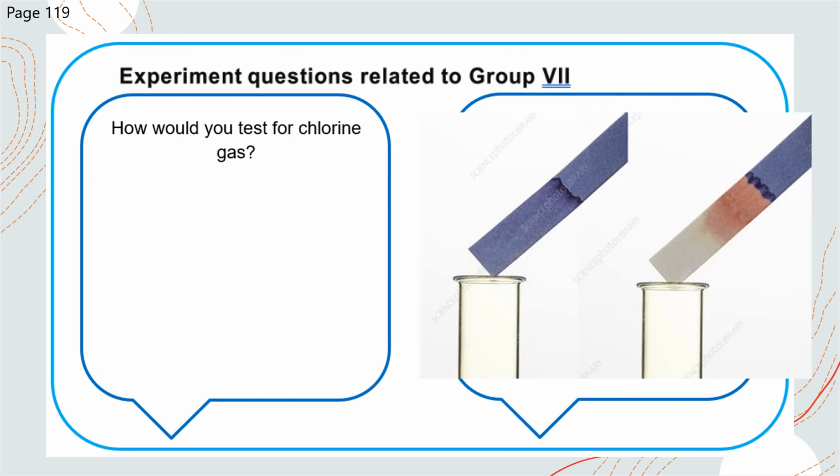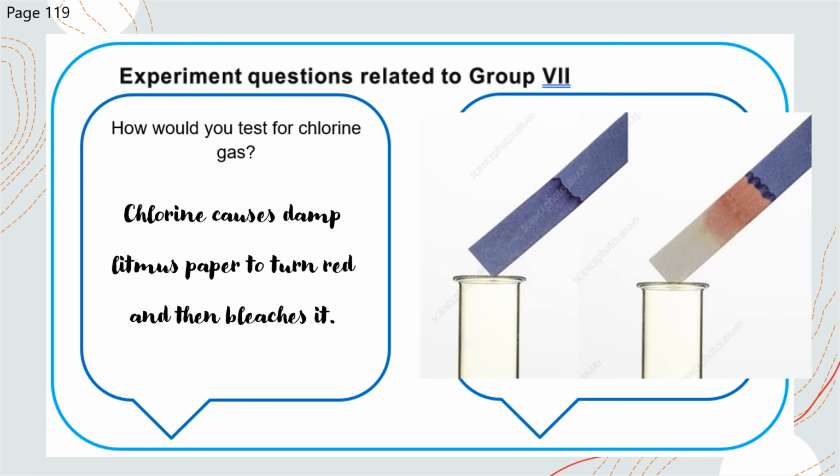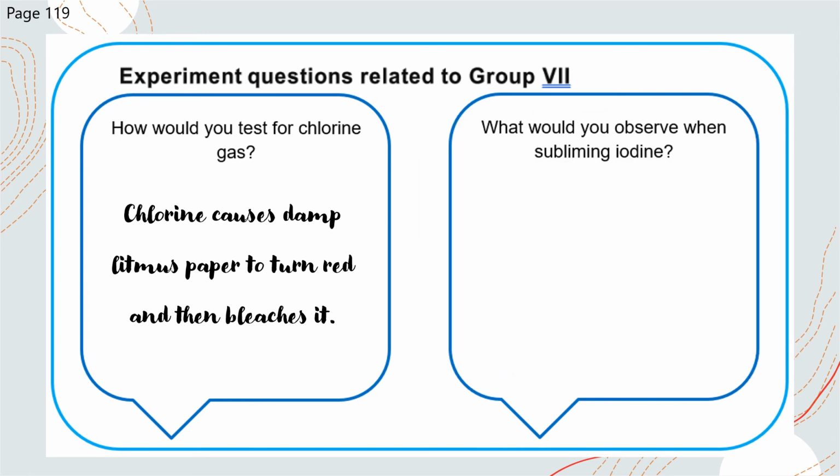And look at what happens when it reacts with the litmus. It turns the litmus paper red and then it bleaches it. And that's a very special property of chlorine, is that it will bleach things. So it will bleach our litmus paper, and that's its test. So what we're going to write down here in how would you test for chlorine gas is chlorine causes damp litmus paper to turn red and then bleaches it. Pause now and write that in.